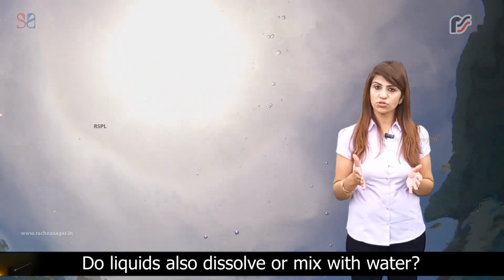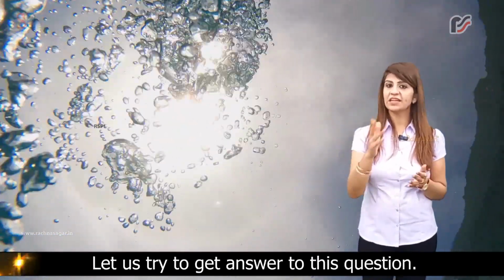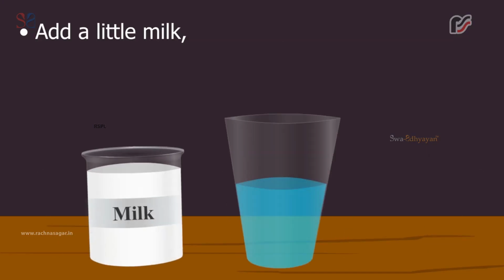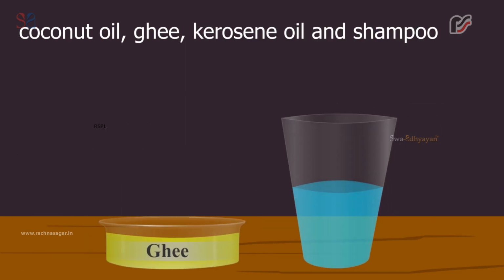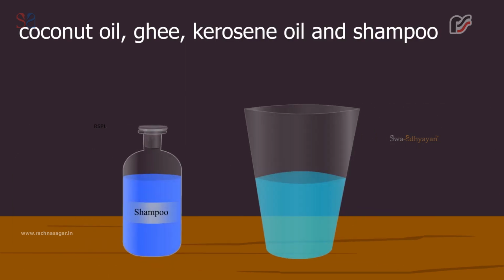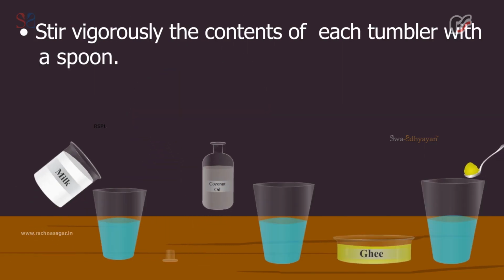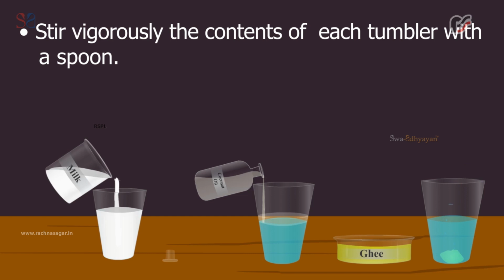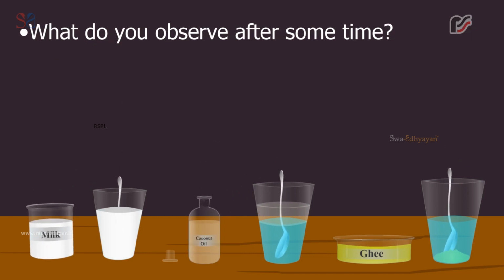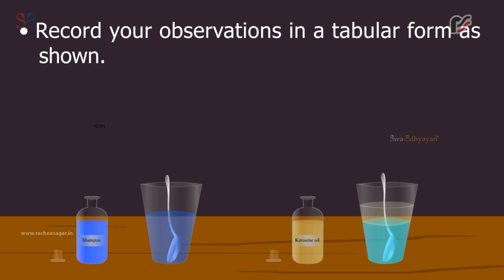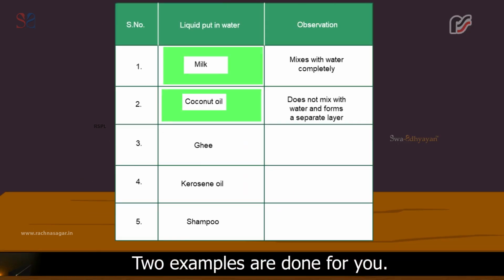Do liquids also dissolve or mix with water? Let us try to get answer to this question. Activity 12. Take water in 5 tumblers. Add a little milk, coconut oil, ghee, kerosene oil and shampoo respectively to water in these tumblers. Stir vigorously the contents of each tumbler with a spoon. What do you observe after some time? Record your observations in a tabular form as shown. 2 examples are done for you.